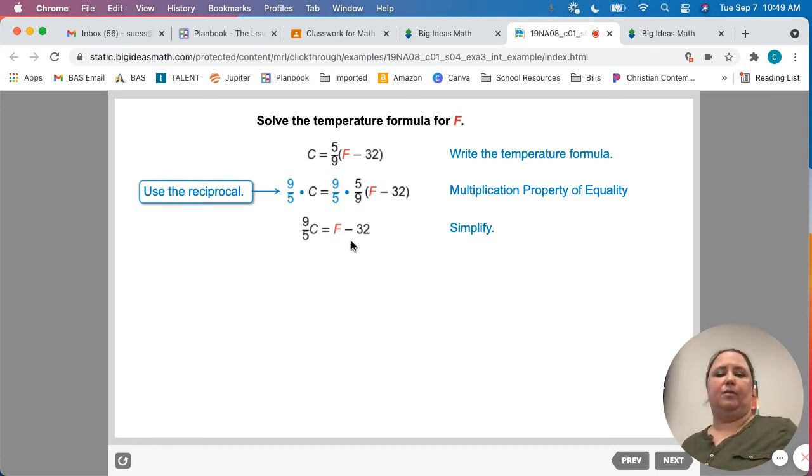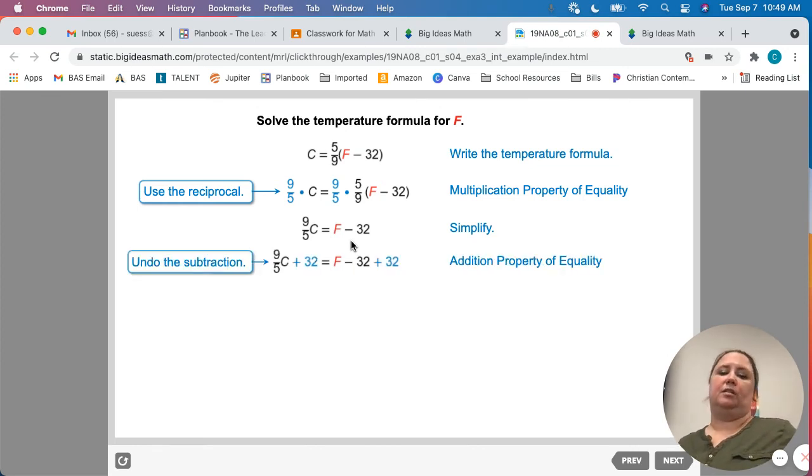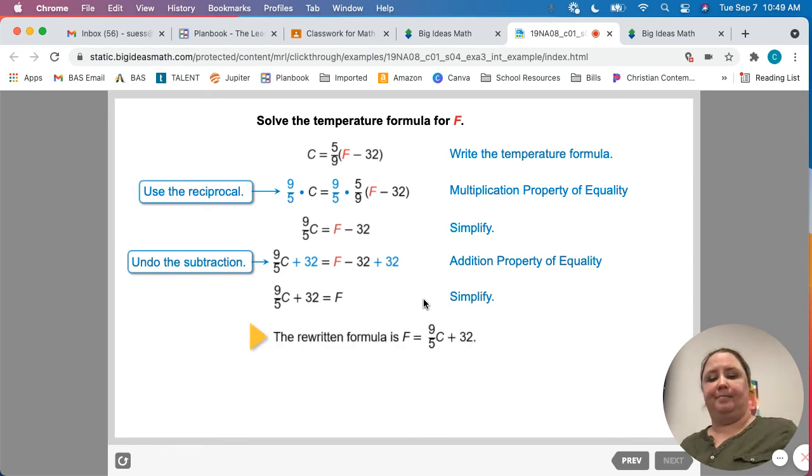Well, now it's easy. How do I move the 32? Addition, because it's subtraction. So add 32. F is now by itself. 9/5 C plus 32 equals F. And I could rewrite it and flip it and get F equals 9/5 C plus 32. Any questions? No. Write this in your journals, 8th grade. This was example 3. Okay, so put that in your journals and then continue on your try-its.